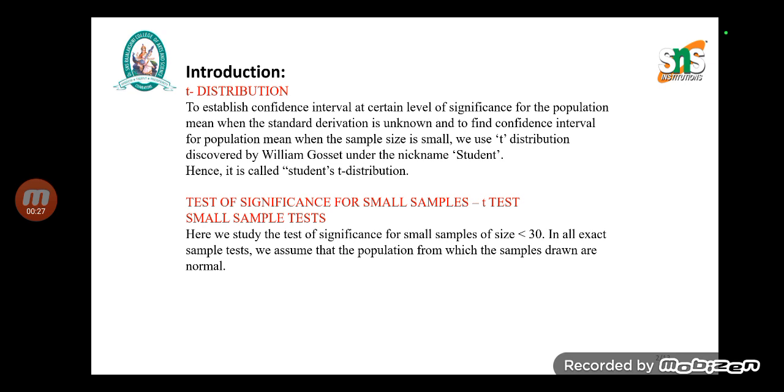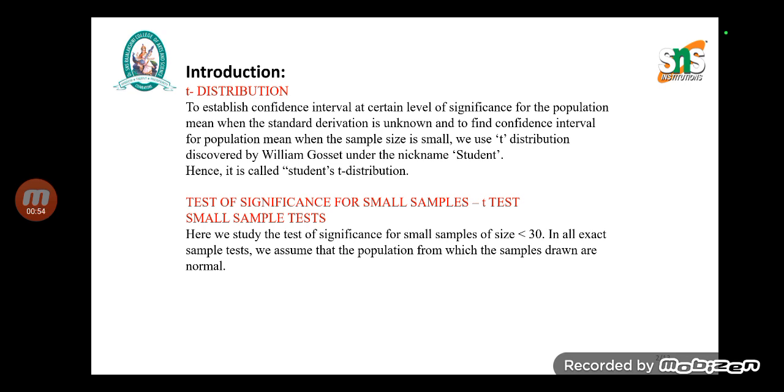To establish a confidence interval at a certain level of significance for the population mean when the standard deviation is unknown, and to find the confidence interval for the population mean when the sample size is small, we use t-distribution. It was discovered by William Gosset under the nickname Student. Hence, this test is called student t-test.